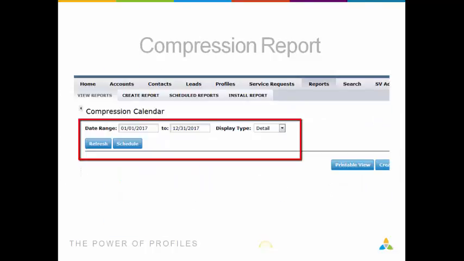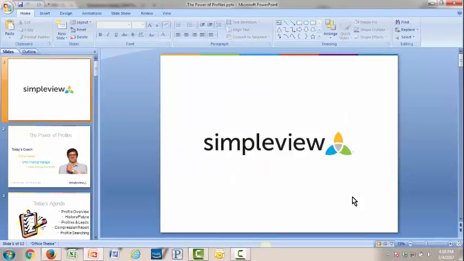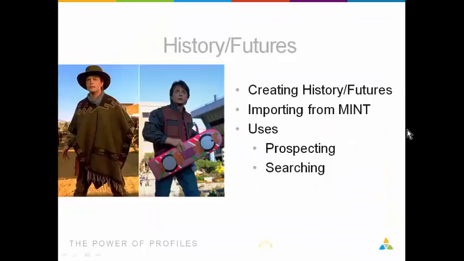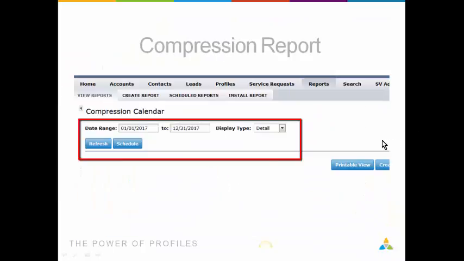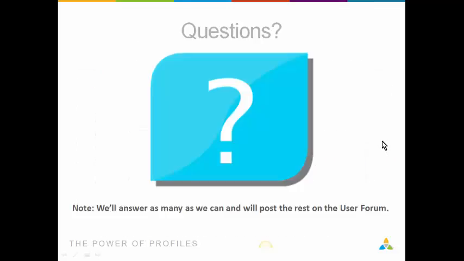If you guys have any questions, feel free to reach out to your CRM analysts. They'll be able to answer any questions about the compression report, about building these searches, or details about the profile and history future records. Keep an eye out for additional posts in the forum for ongoing discussions amongst you guys, amongst the SimpleView community on how we're using profiles and doing this forecasting.